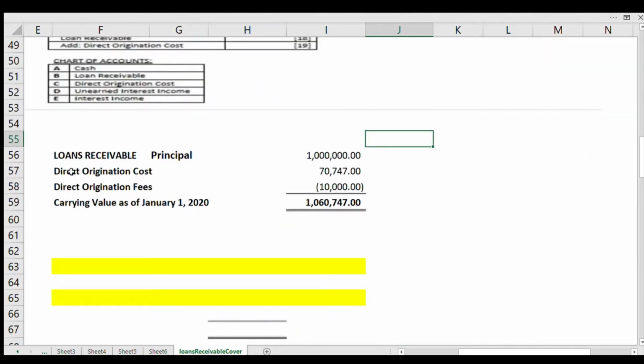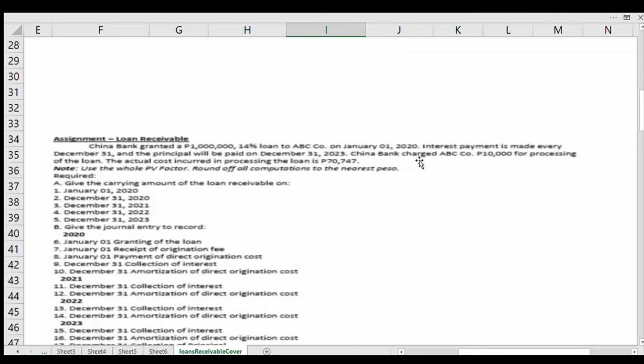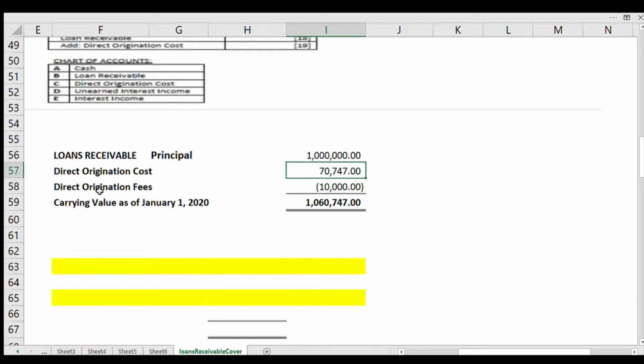70,747. And direct origination cost, no? As shouldered by the bank, no, will be added, no, to the principal. It will be a part of the carrying amount of the loan. And at the same time, there was a charge, no, against ABC company, the debtor, no, 10,000 pesos. Kaya this will be charged, or shall we say, i-offset natin ito sa origination cost, no? To get the carrying value of the loan. So that's how to do it.